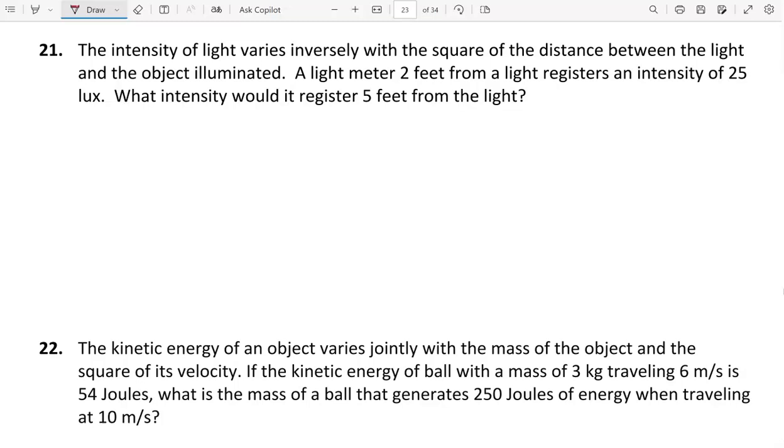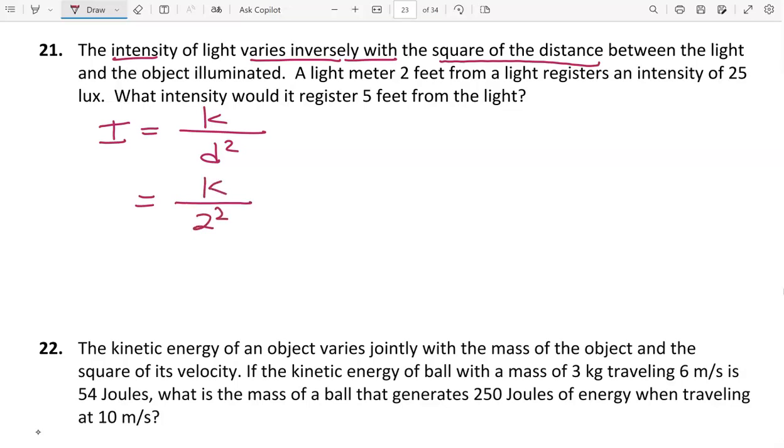In 21, the intensity of a light varies inversely with the square of the distance between the light and the object illuminated. So intensity varies inversely with the square of the distance. So I equals K divided by, for inverse variation, the square of the distance, so that's d squared. And we know that a light meter that's 2 feet from a light, so that would be the distance, registers an intensity of 25 lux. So that's 25 is the value of I.